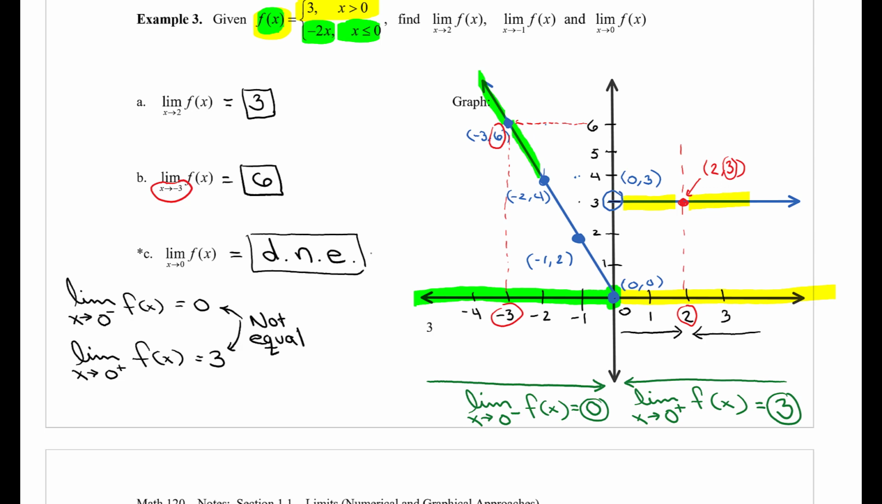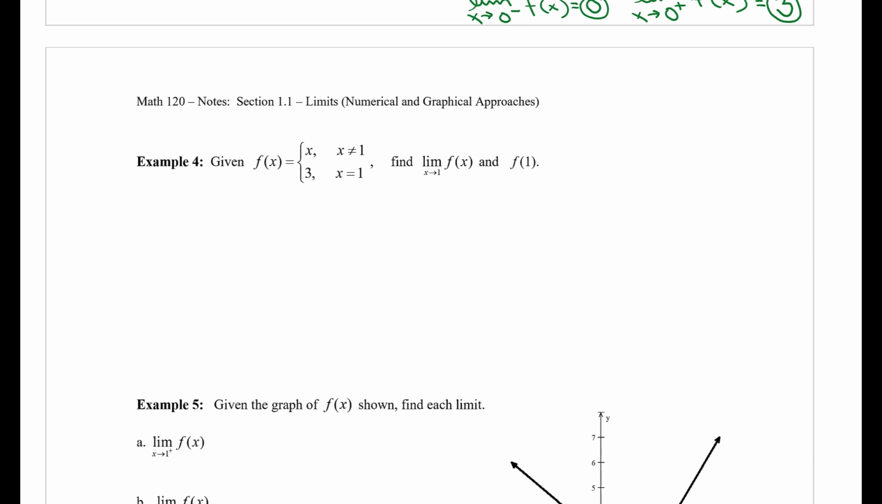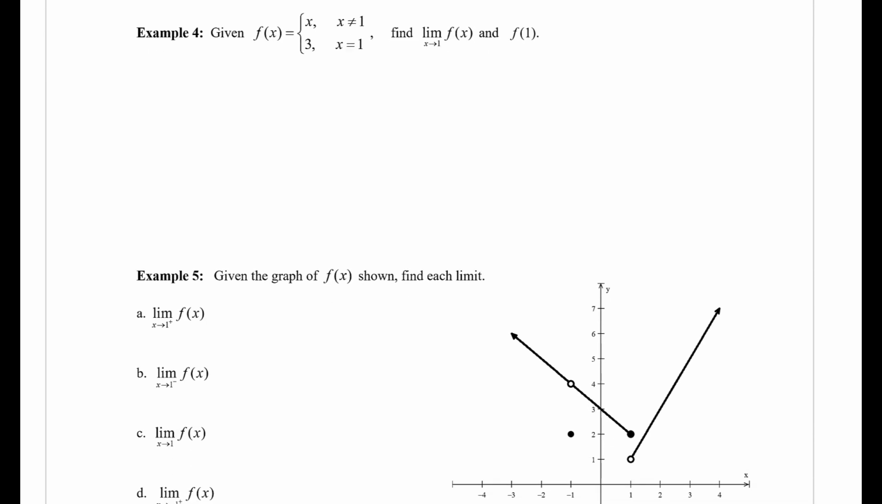All right, let's go on to our next example. Example number 4, given f of x equals x when x is not equal to 1, and 3 when x equals 1, find the limit as x approaches 1 of f of x and f of 1.